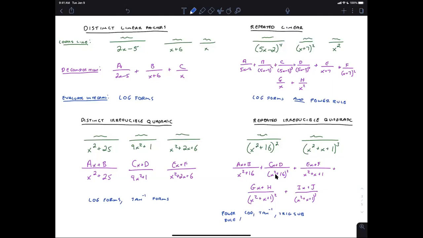They can also involve what's called completing the square, which is what's involved in these and involved in these. And that's all technically fair game, at least up through distinct irreducible quadratics. But we're not going to spend any more time today talking about that. Tomorrow, I want to go through some more examples.